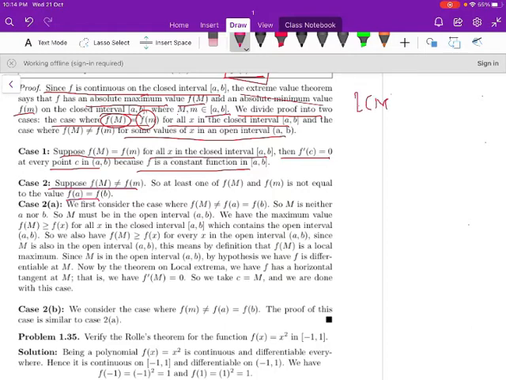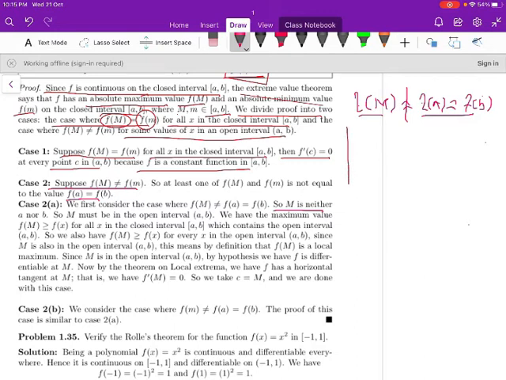Let f of capital M be not equal to f of a, where f of a is equal to f of b according to the statement of Rolle's theorem. Here f of capital M, the absolute maximum value, is not equal to f of a and is not equal to f of b. So M is neither a nor b. Suppose if M is a, obviously f of M is equal to f of a. So understood, capital M is neither a nor b. So M must be in the open interval ab.